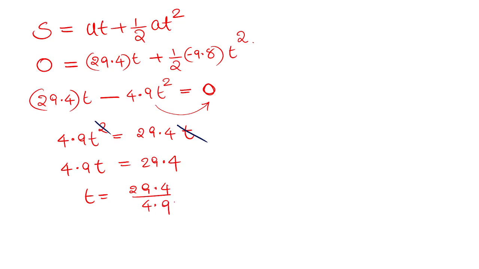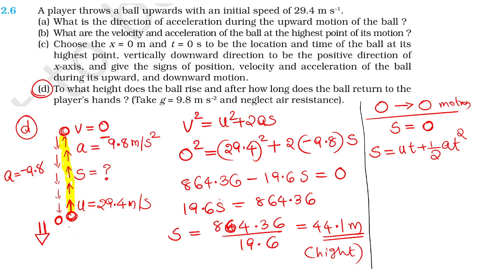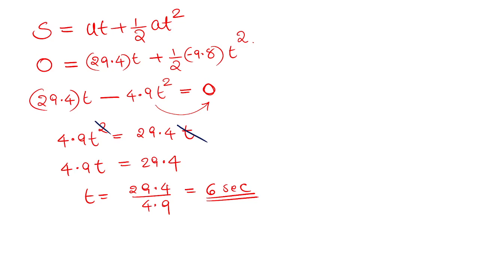You can approximate the denominator as 5. Anyway, the calculation I am not discussing. 29.4 divided by 4.9 is 6. You will get a good answer. 6 seconds. So O to O, understood. Starting from O, finally reaches O itself. The total journey time will be 6 seconds.